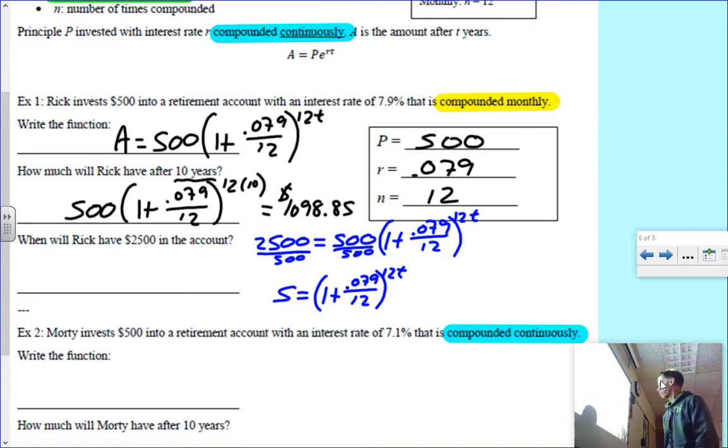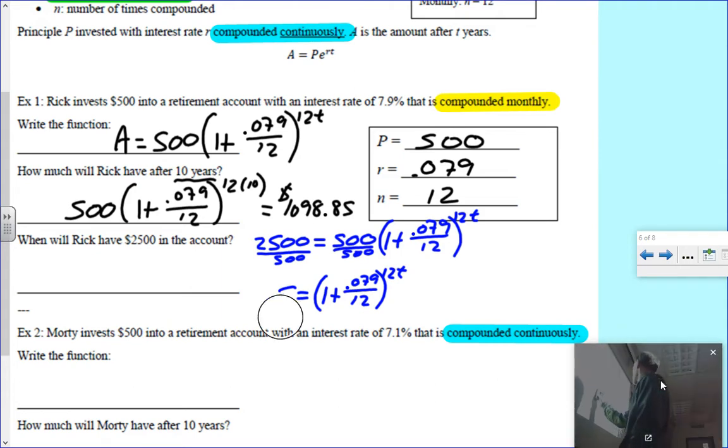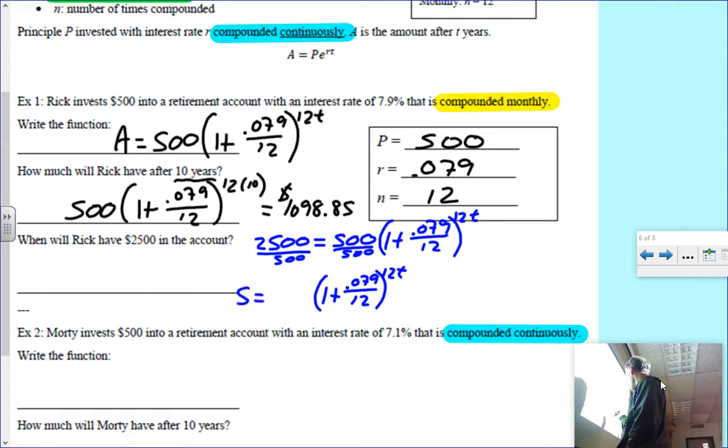Now, look, that parentheses part, the 1 plus 0.079 over 12, that is just our base. It's a crazy base. I'm not going to bother putting that in the calculator right now. I'm going to let the calculator do the work at the end. But remember, how do you undo an exponential? We take the log. So really what I'm going to do to undo this is I'm going to take the natural log of both sides.